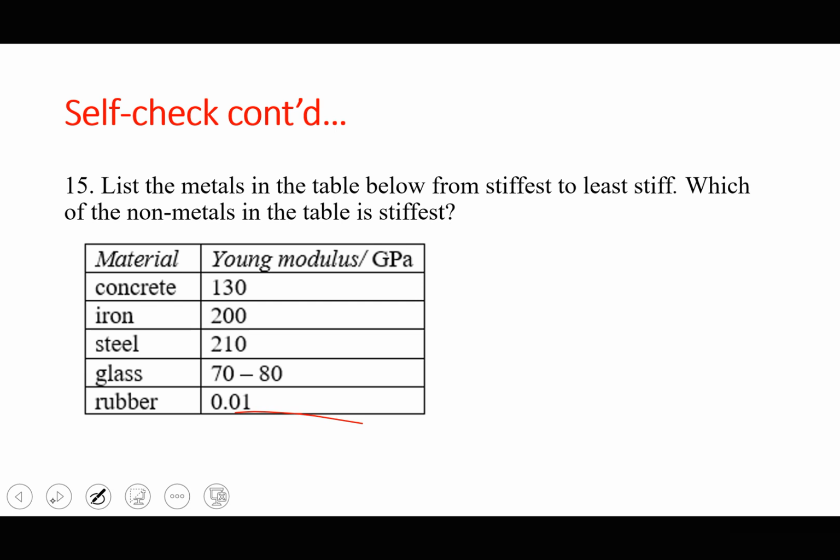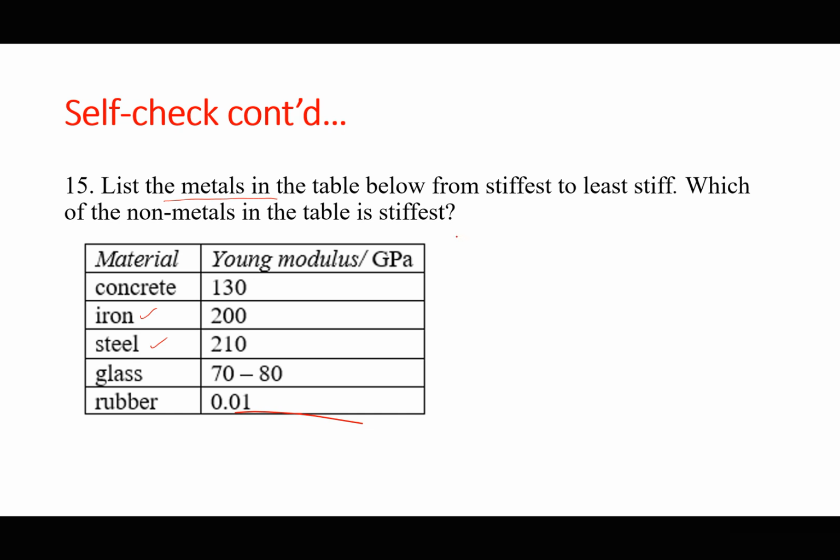List the materials in the table below from the stiffest to least stiff. Which of the nonmetals in the table is the stiffest? So we are listing them from the stiffest. A material which is very stiff has a bigger Young modulus. They said list the metals. So we have iron, steel, those are the metals. You may not really consider concrete as metal because concrete is a mixture. So it is going to be from the stiffest, that is steel, followed by iron.